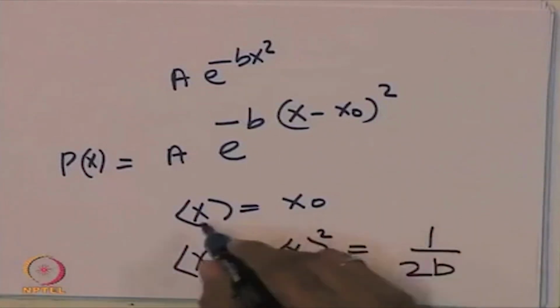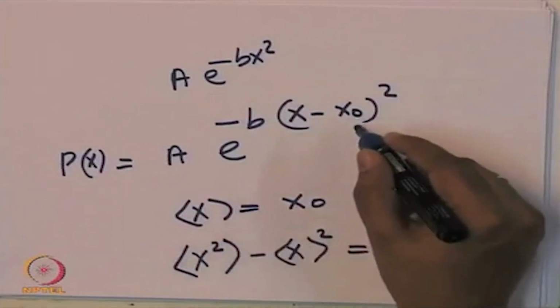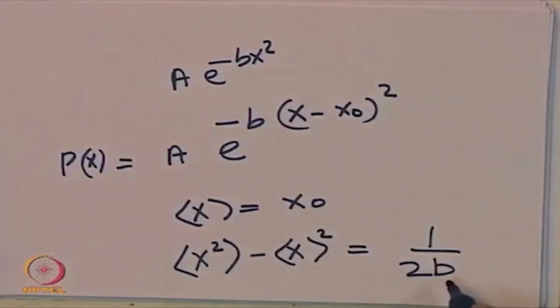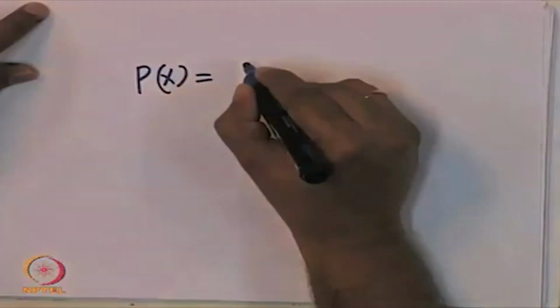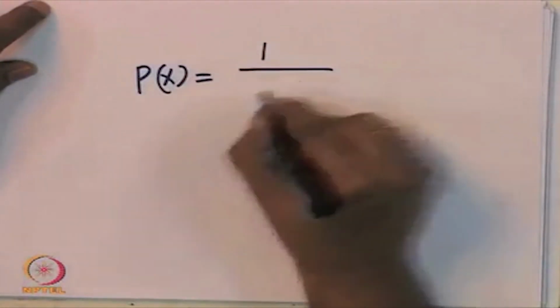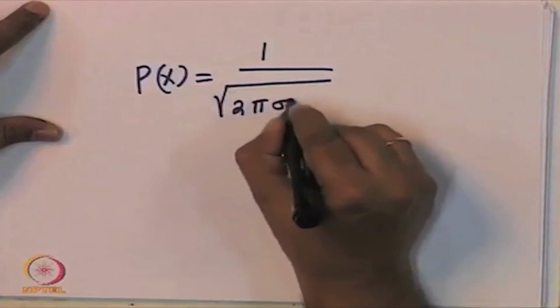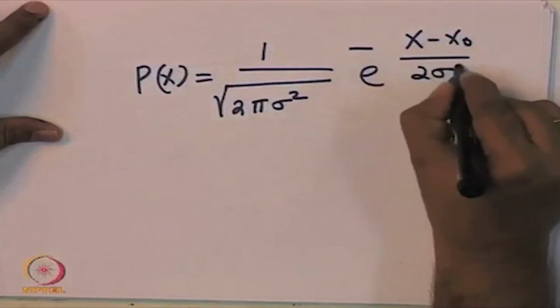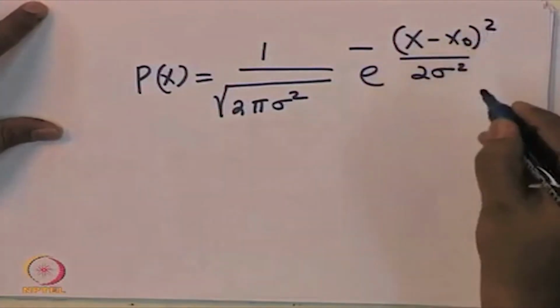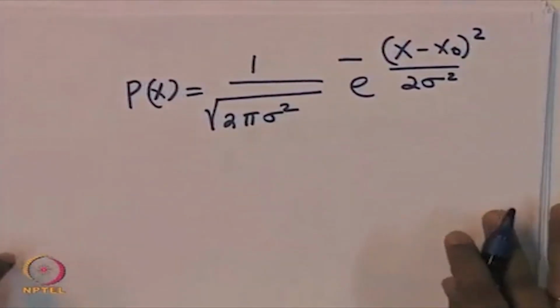Okay, so this you can see yourself by just finding that x average is x 0 in this case, and the standard deviation is the variance. x square average minus x average square is the variance, and variance is 1 over 2 b. So, the full probability distribution function P of x can be written as 1 by root of 2 pi sigma square e power minus x minus x 0 whole square by 2 sigma square. Okay.